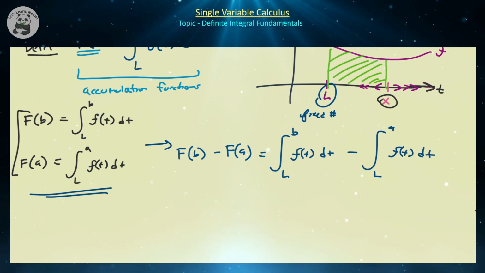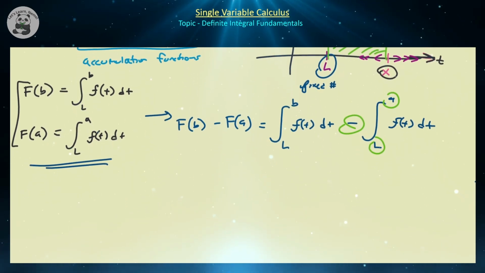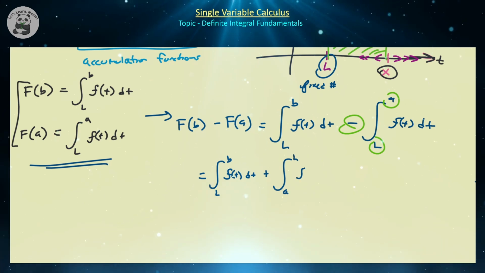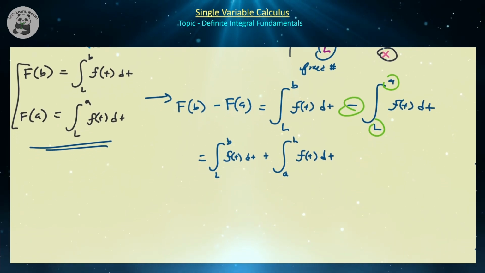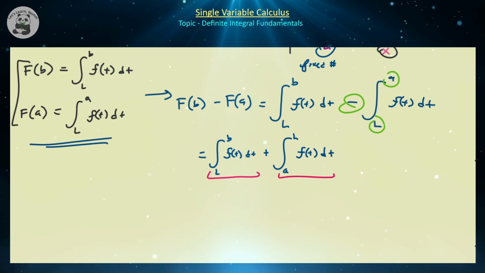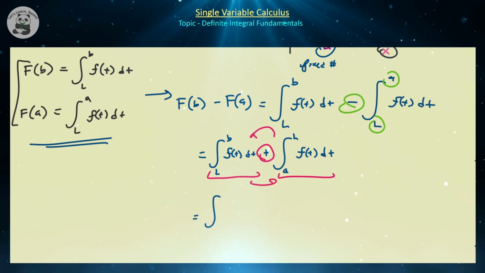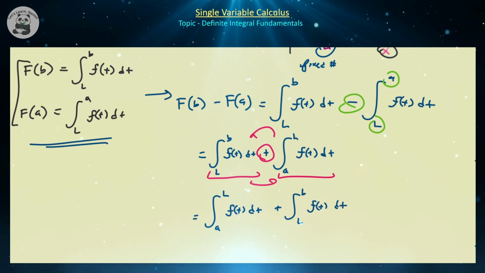Now, I can switch these limits as long as I change the sign using my limit reversal rule. So that's going to be equal to the integral from L to b of f of t dt plus the integral from a to L of f of t dt. And what I can do is switch these because these are just real numbers, so I can switch their order in terms of addition. So this is just going to be equal to the integral from a to L of f of t dt plus the integral from L to b of f of t dt.